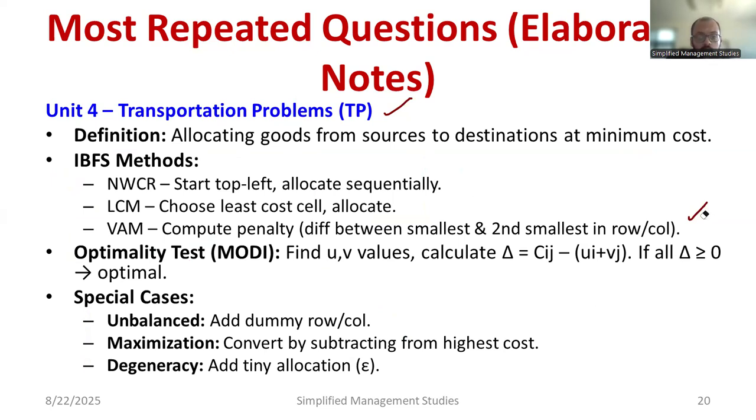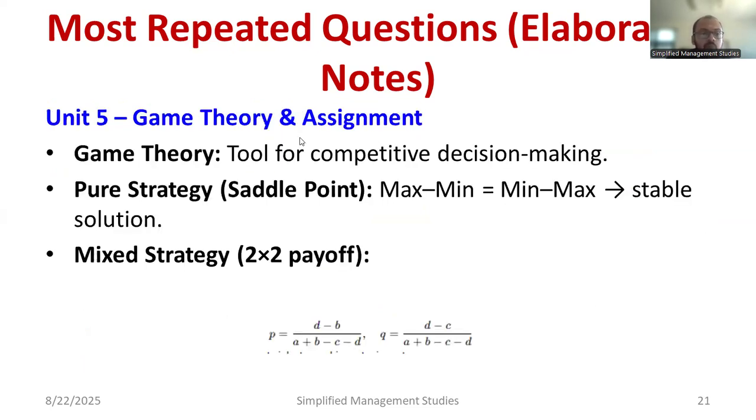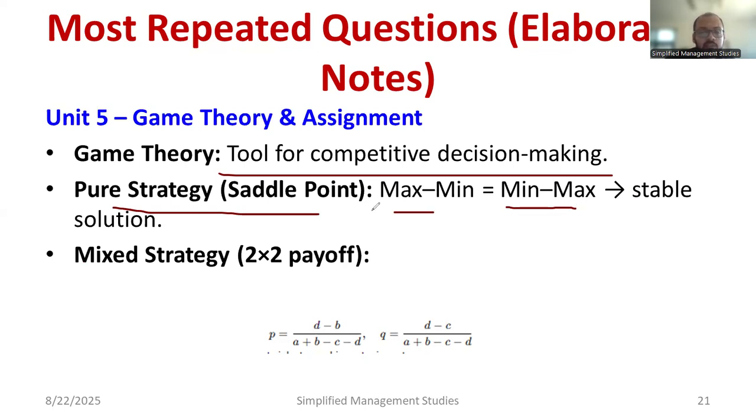Coming to unit number 5, game theory and assignment problem. Game theory is a tool for competitive decision making. Pure strategy: for finding the saddle point, use maximin and minimax for a stable solution. That is the pure strategy you are going to apply, and it is called a saddle point. Note down this problem whenever the question comes. Remember the equation for the mixed strategy, like the 2 by 2 payoff. I hope you understood.